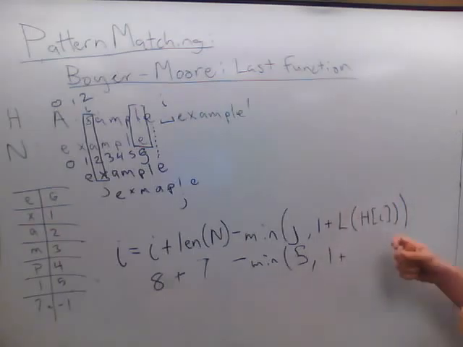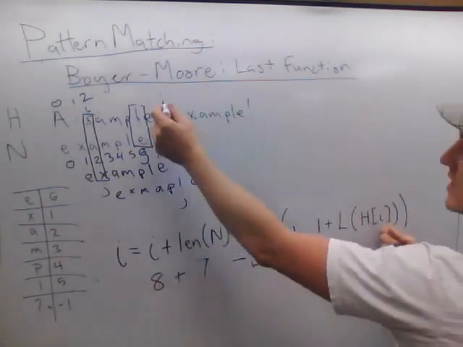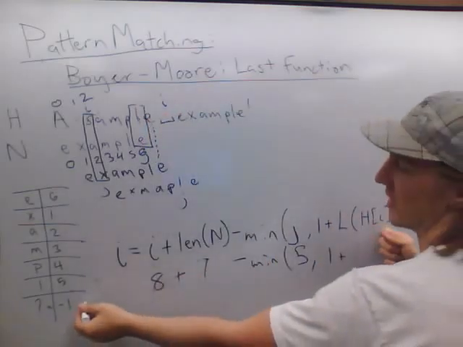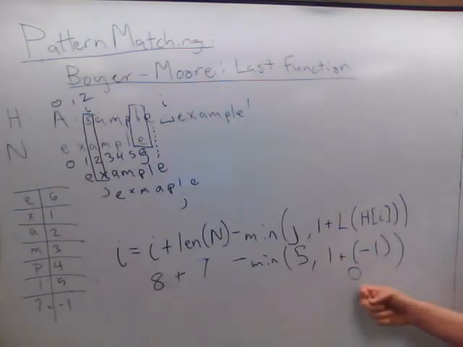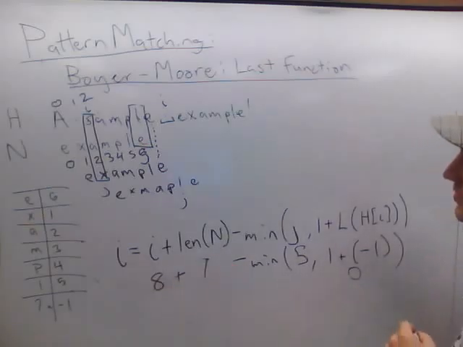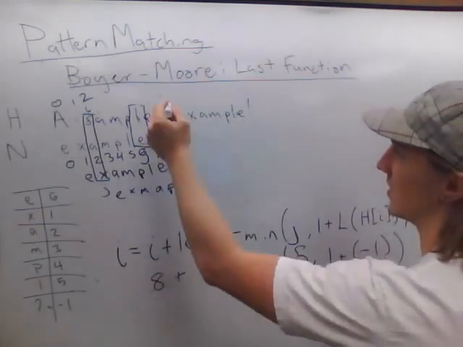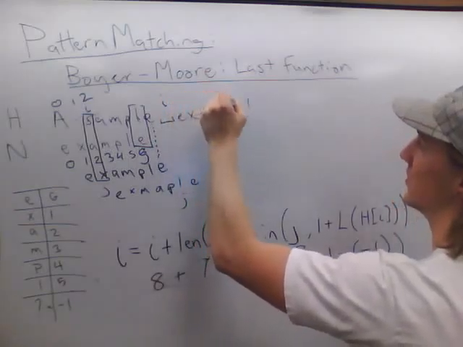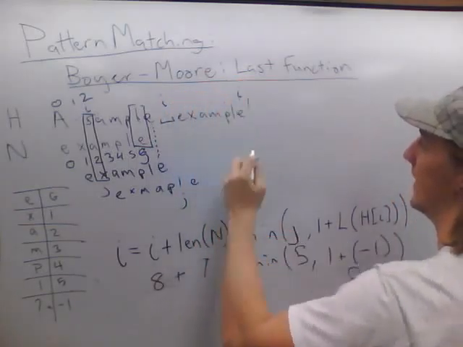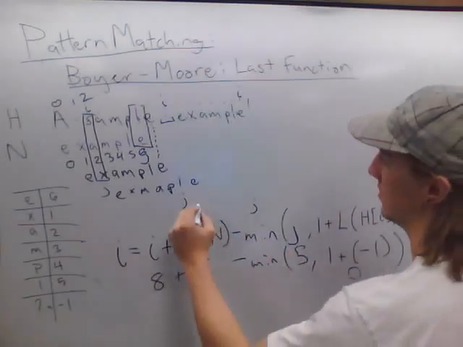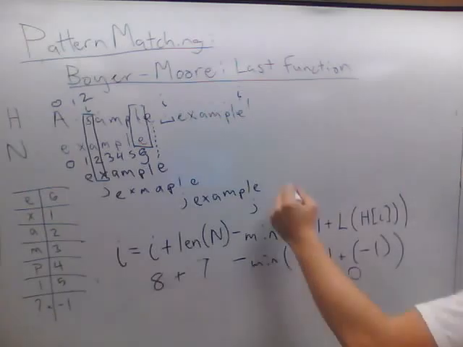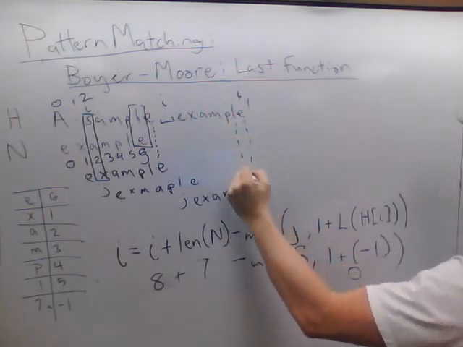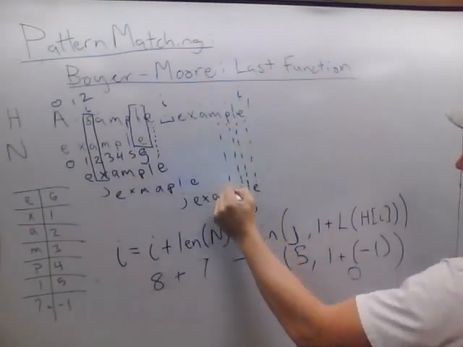Our character in the haystack at index I is space, and if we look it up here, it does not exist. So we're going to end up with -1. So our minimum here is 0. So 8 plus 7 is 15. If this is 8, 9, 10, 11, 12, 13, 14, 15, I, J. And if we look now, we can see that each of these match up.